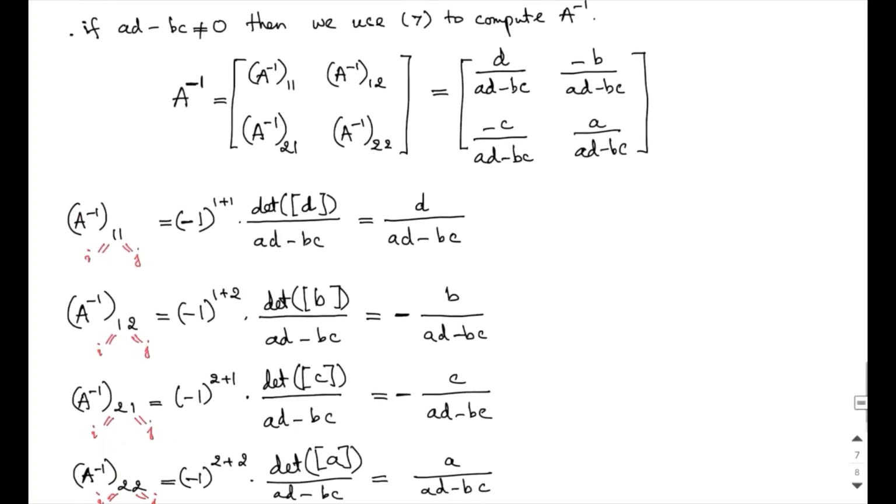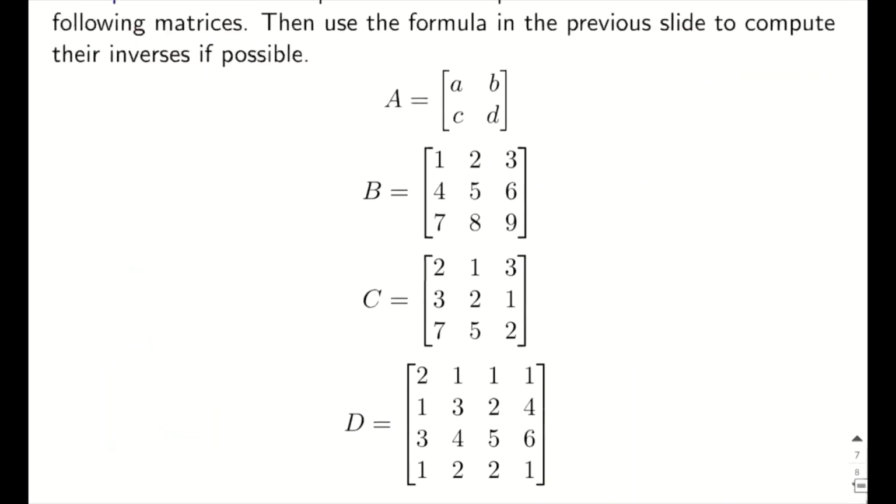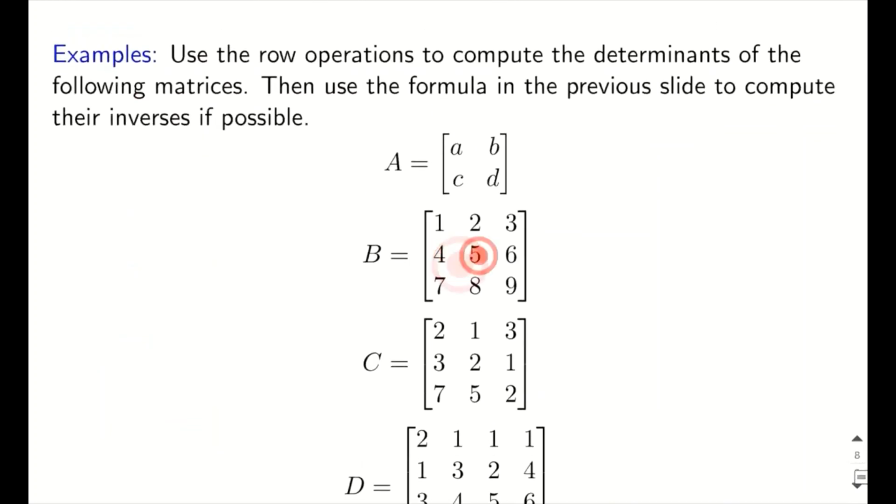And there we go. When the determinant is not 0, we have this as the formula for the inverse of the 2 by 2 matrix. Let's rewrite this one as 1 over AD minus BC times the matrix, that is D, A, negative C, negative B. Now let's consider the second one, right? B.